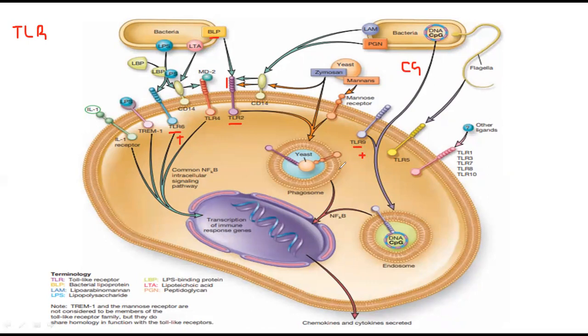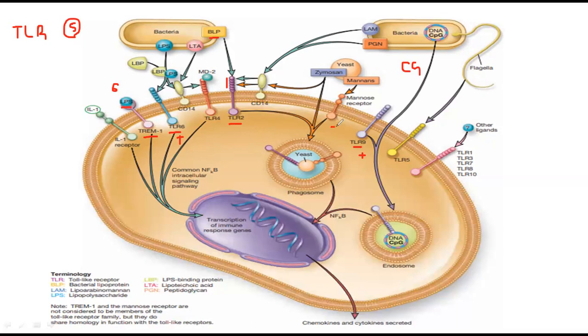If we look at the other types of receptors, TLR is the fifth type of receptor. And there is another type of receptor known as TREM1. This is the sixth receptor. TREM1 is also specific for lipopolysaccharide. TLR4 is also specific for lipopolysaccharide. Sorry, TLR6, but the most specific is TREM1. It is also specific for lipopolysaccharide.